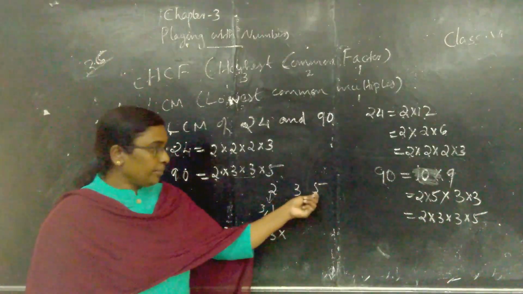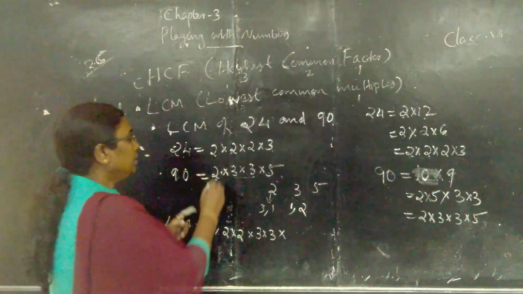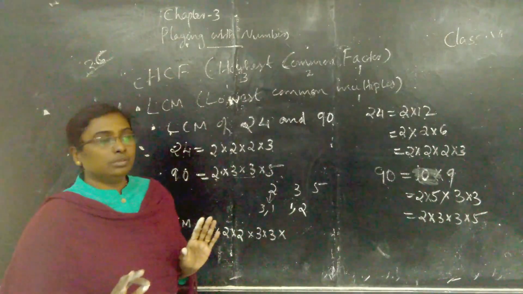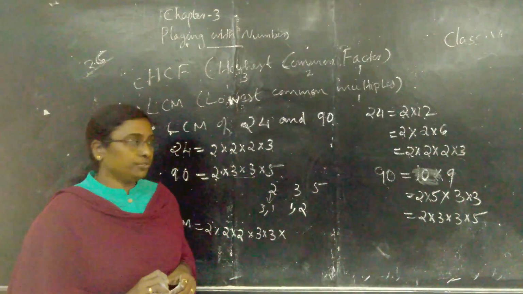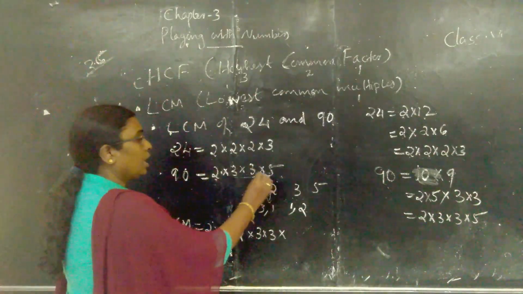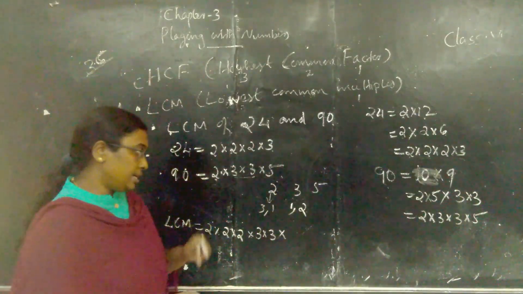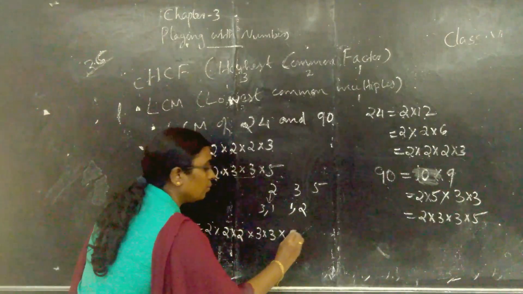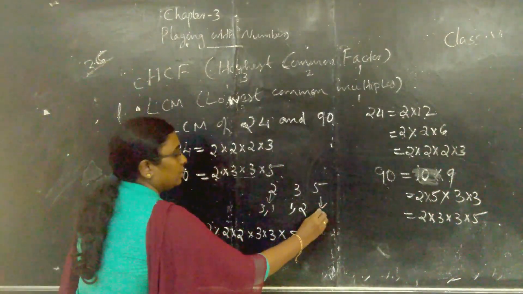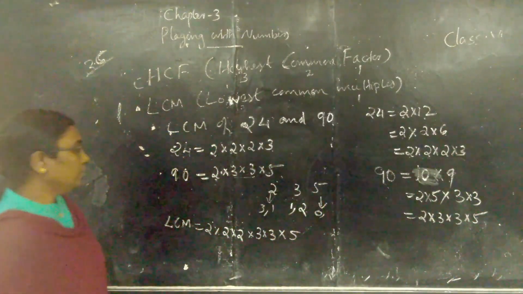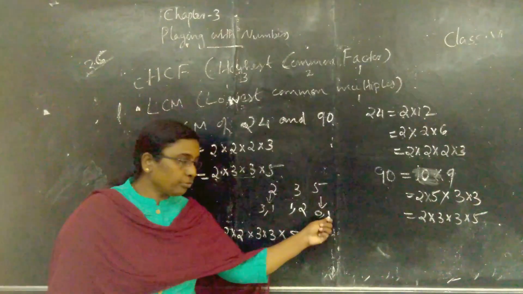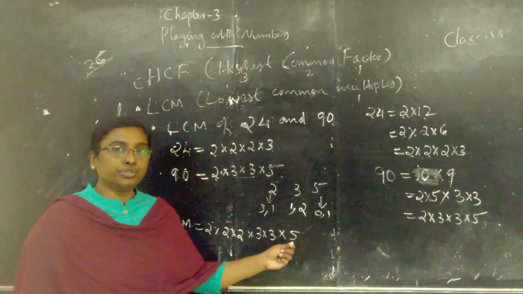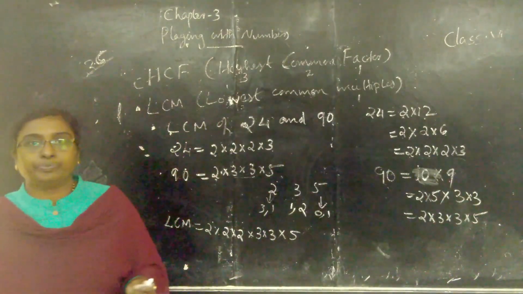The next number is 5. In 24 there is no 5. 5 is not present in 24. In 90, how many times does 5 occur? 1 time. So we take the maximum number of times, which is 1. So into 5. This is the LCM.